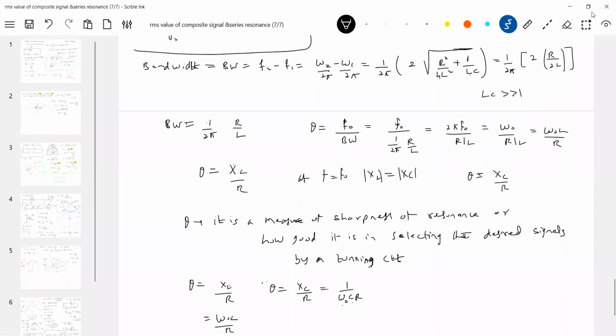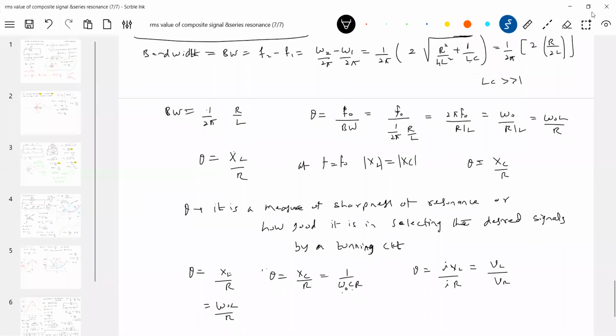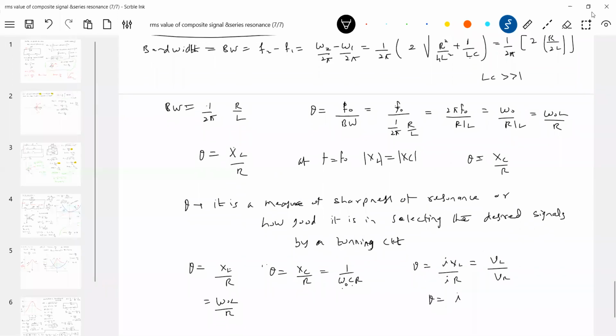So can we write in another form also? I'll adjust I RMS, I into XL, I into R. What is I into XL? VL, and this is VR. Or we can also write it in another way. Q is equal to XC by R. So how to measure the sharpness of resonance? The voltage drop across the inductor to that across the resistor. I think this will be easier to measure, no?